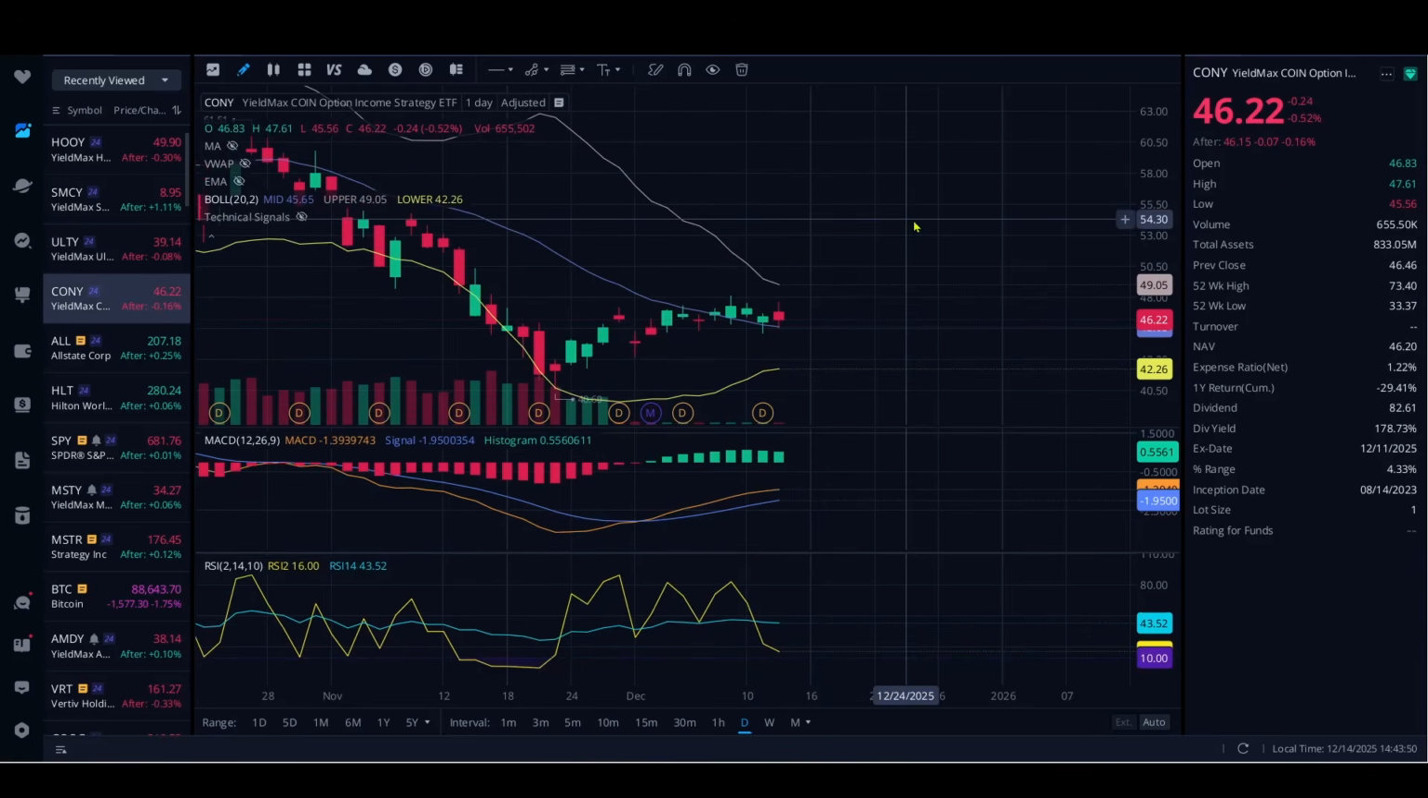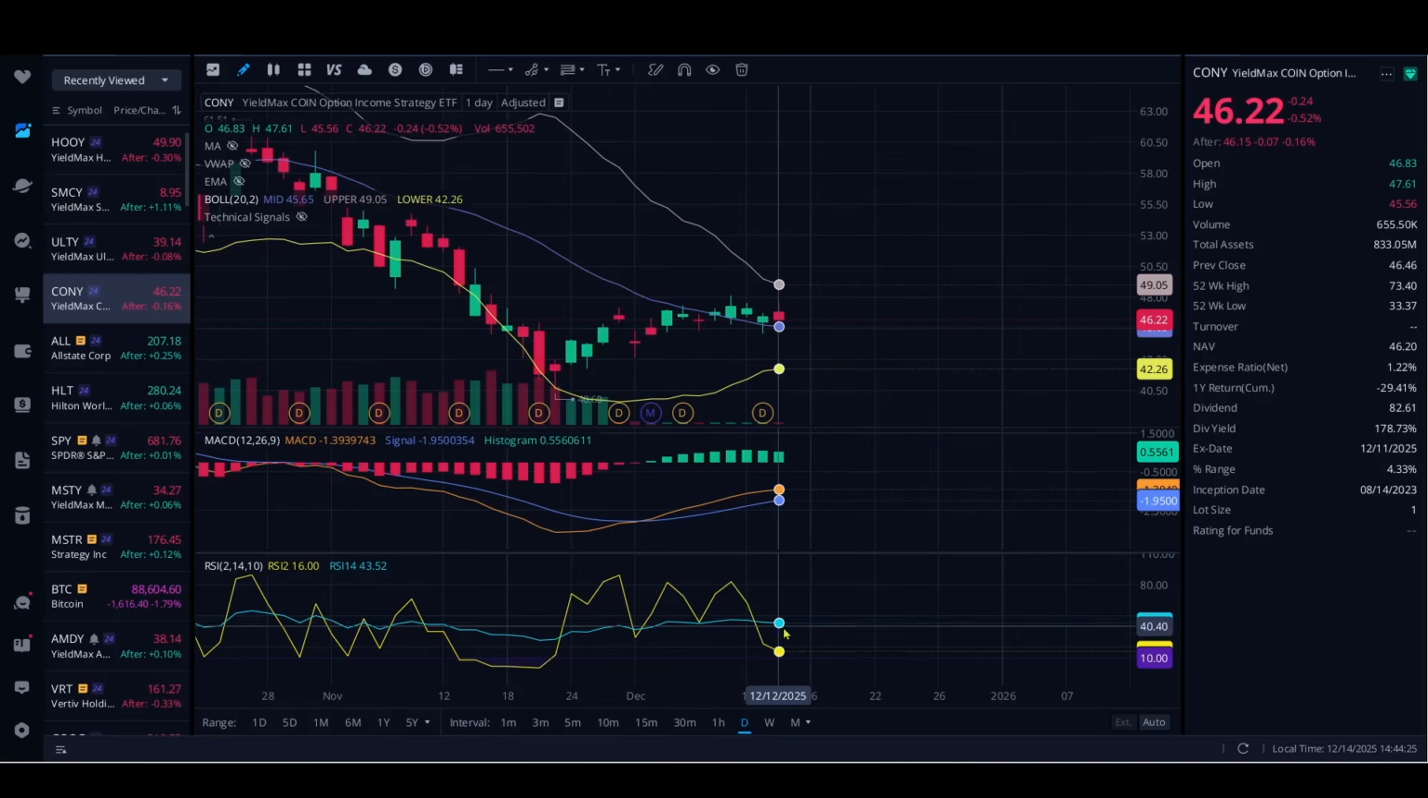And the last one, CONY, looks kind of like ULTY. It is on that top half of that Bollinger Band. So that right there tells me it's still too early. I need it to come on down. And you can see the midpoint of that Bollinger Band being at 45.65 and the bottom of that Bollinger Band being at 42.26. So that's the price range that I would be looking for that candle to come down before I would be looking to buy more shares.